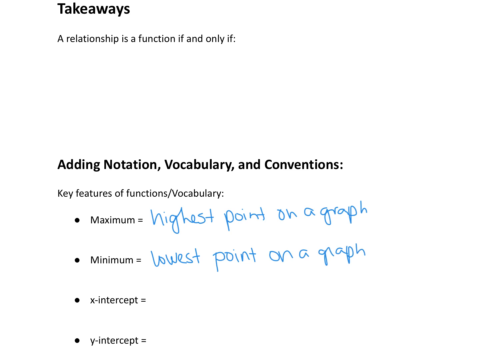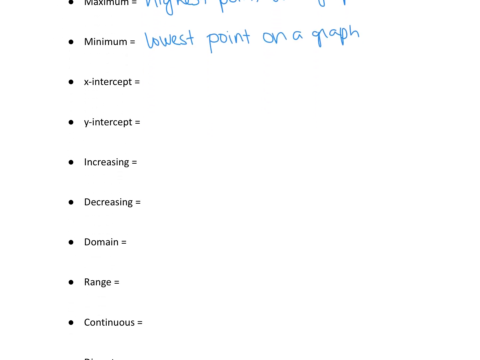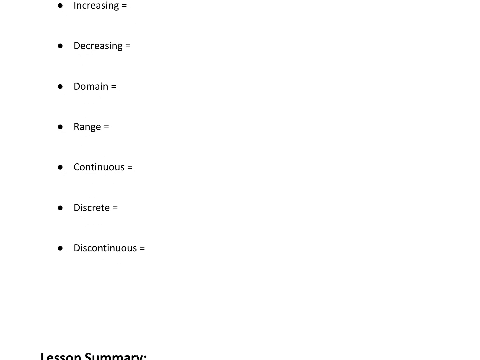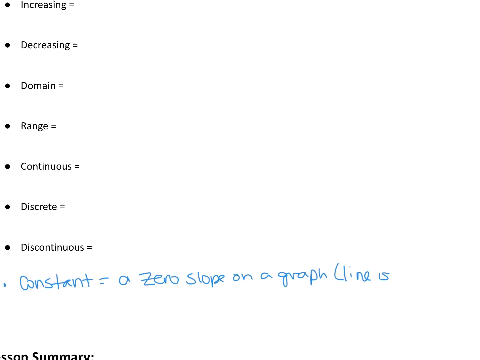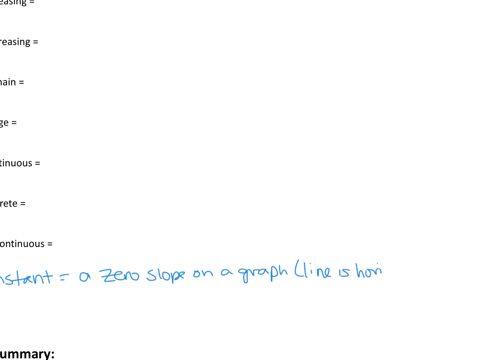Okay, we also talked about constant. Let's see where constant is. I don't see it. I'm going to add it here at the end. So constant. A constant slope is where we have a horizontal line. It's flat. It has a zero slope on a graph. I'm going to say line is horizontal.